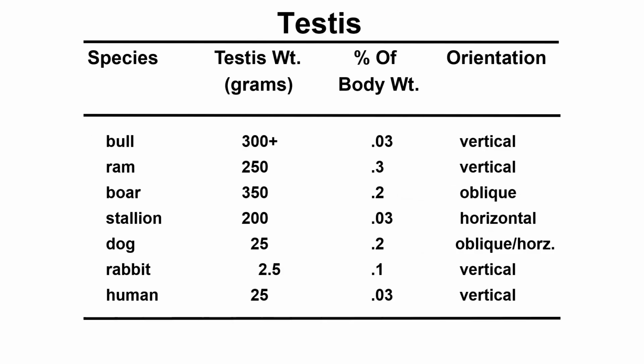This slide compares the comparative features of the testes of domestic animals, particularly livestock, including humans, in terms of the weight of the testes in grams, percent of the body weight of the testes, and the orientation of the testes. Notice here that the bull has about 300 grams weight of the testes. For the boar, that is about 350 grams on average. The boar has the largest weight of the testes relative to its body weight.